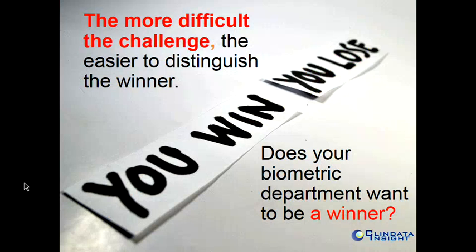So with this oncology booming and complex oncology studies, usually the more difficult the challenge, the easier it is to distinguish the winners. Whether we will expand our biometric department for the oncology therapeutic area or conduct the pivotal oncology study for our company or sponsors. So the question is, does your department want to be winners?